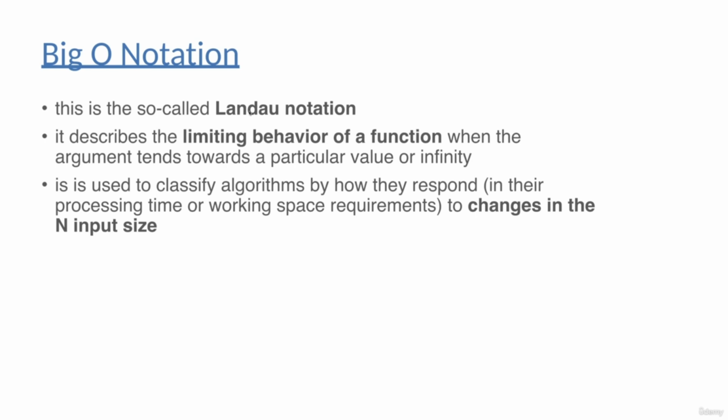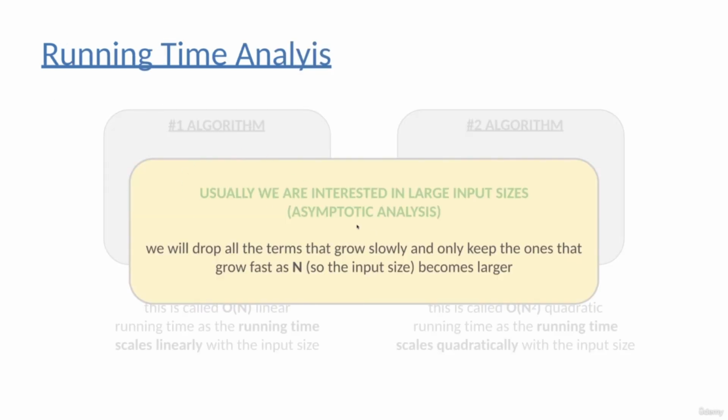It describes the limiting behavior of a function when the argument tends towards a particular value or infinity. Usually, we are after very large values or infinity. This is exactly what we have been talking about in one of the previous lectures. This is called asymptotic analysis, that essentially we will drop all the terms that grow slowly and only keep the ones that grow fast as the input size becomes larger and larger.